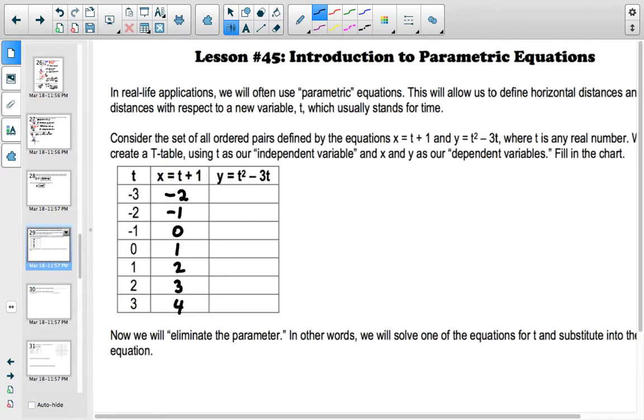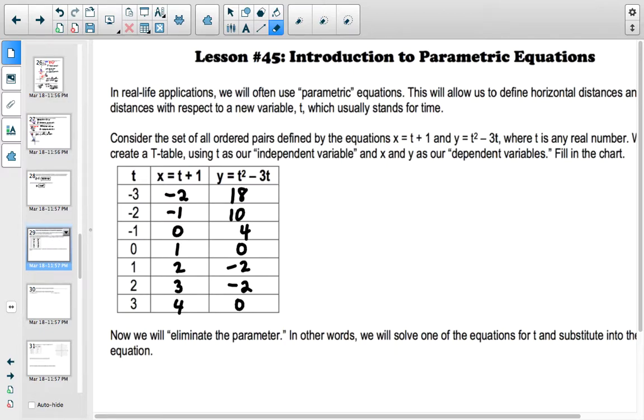So we get 9 plus 9 is 18. 4 plus 6 is 10. Did I mess something up? So it was 9 minus 3 times -3, so I think it's 9 plus 9, right? But it's 3 squared, yeah. Okay. All right, so then we have -1 squared is 1 minus 3 times -1, so plus 3, so 4. And then 0. 1 minus 3 is -2. 4 minus 6 is -2. And then 9 minus 9 is 0. All right, so we get that.